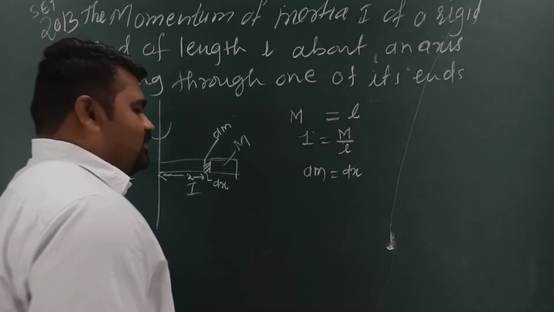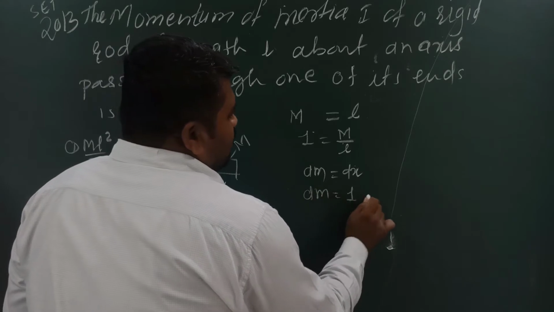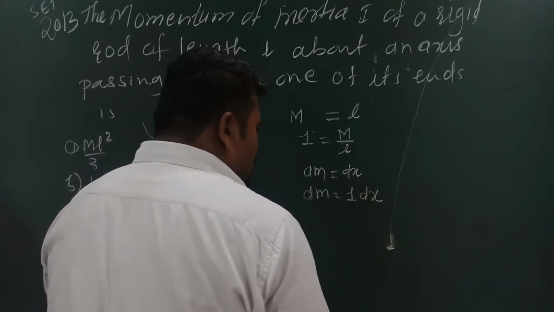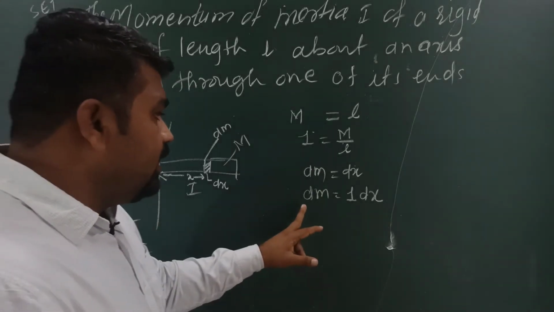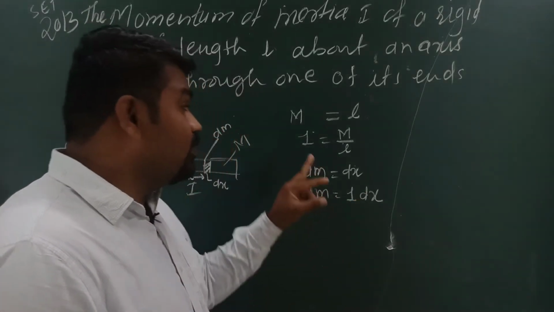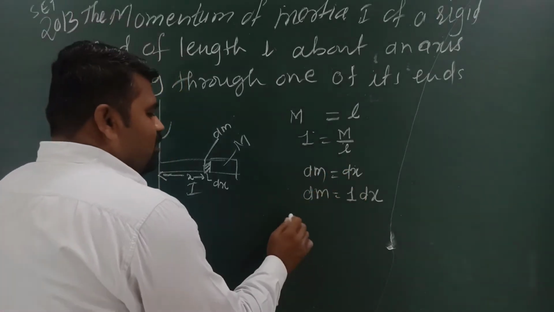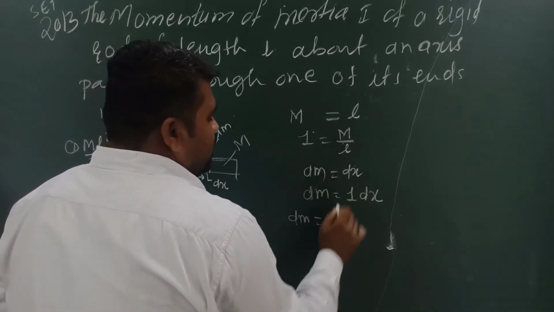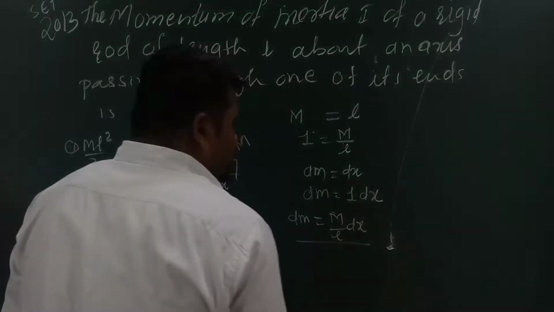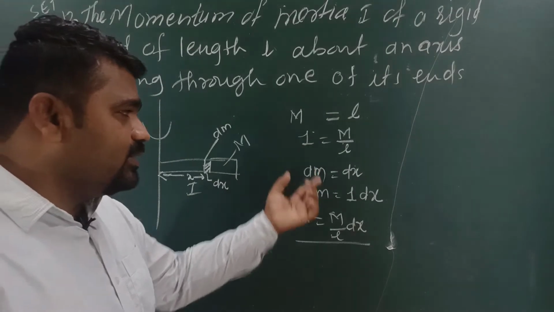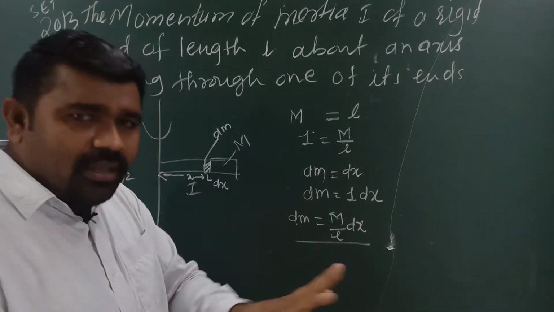Next, dm is equal to, we can write, λ into dx. Any change here? No, because 1 into something is that same quantity. dm is equal to λ into dx. But what is the value of λ? λ is equal to M upon L. Means dm is equal to capital M upon L into dx. Got it?